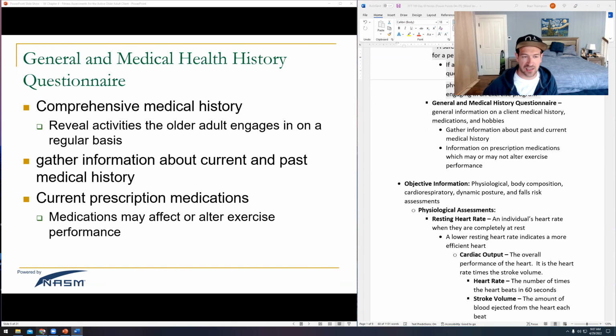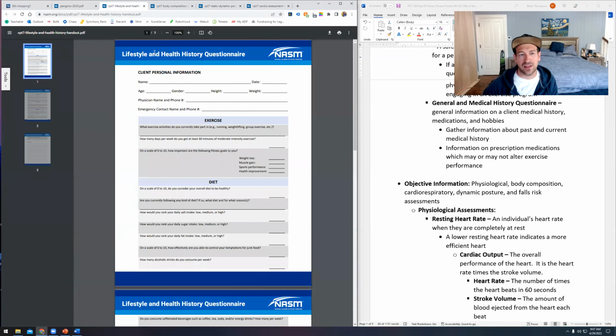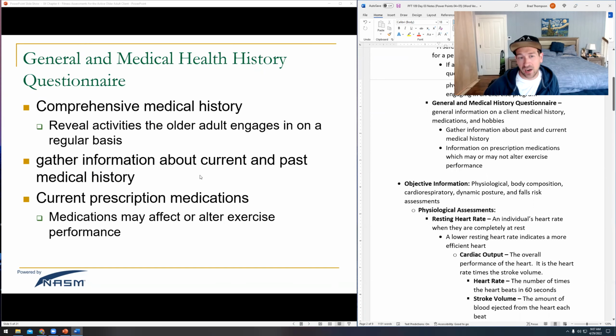They're still sitting down. And we're going to have them fill out the lifestyle and health history questionnaire, right? Or sometimes it's called the general or medical health history questionnaire. This is going to be general information about your client's medical history, any medications they might be taking, their hobbies, things like that. Subjective information that I want to know about my client, even if it doesn't necessarily directly have to do with what's going on in the gym today.